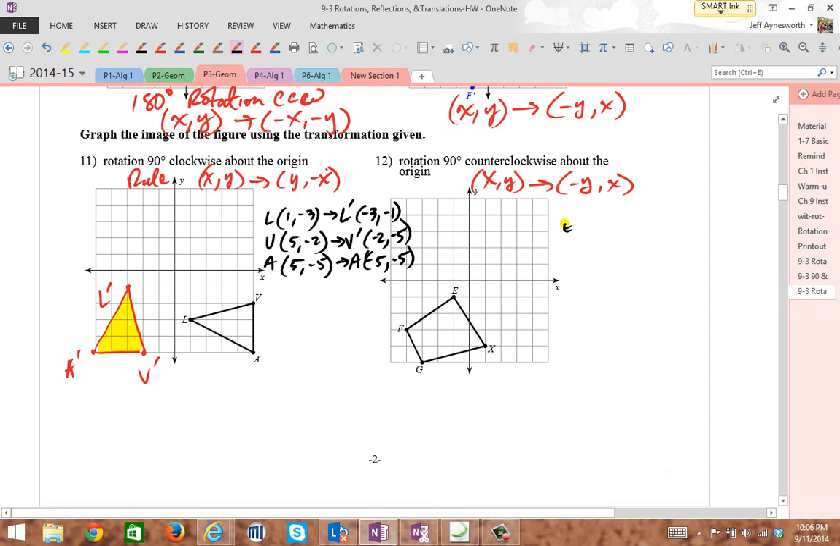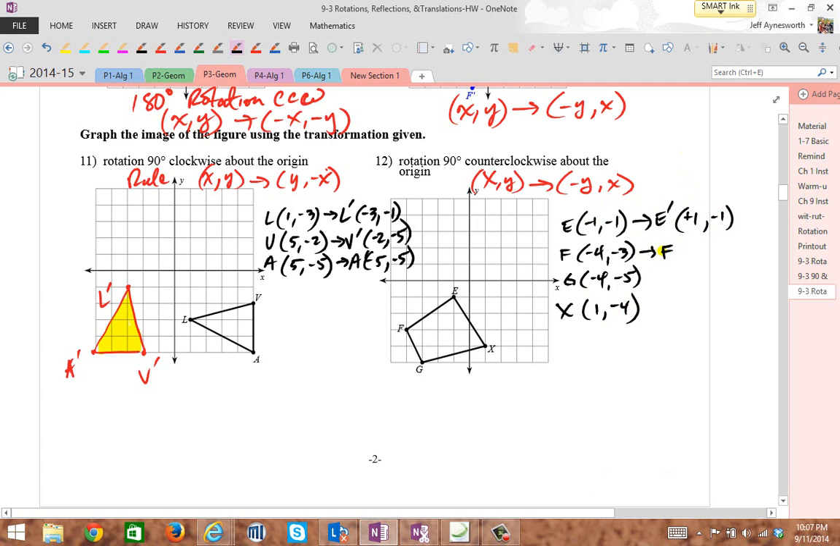Okay, so E is left 1, down 1. F, left 4, down 3. G is left 4, down 5, so negative 4, negative 5. And X is right 1, down 4. And now let's rotate them. So E prime is, we got to switch. Whoops, take the opposite of Y. So opposite of negative 1 is 1, and then X, well, X is negative 1.